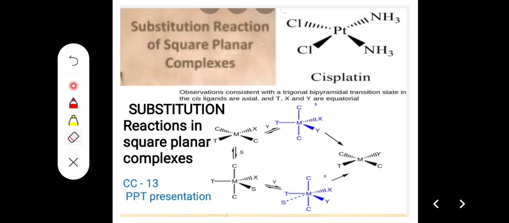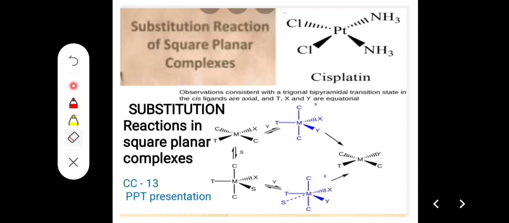But there is a difference between the substitution reaction in organic and inorganic chemistry. In organic chemistry we consider carbocation as an intermediate or transition state species, and we consider their stability. But when we consider inorganic chemistry, some geometrical changes can occur. So when we consider octahedral and square planar complexes, there are some differences.